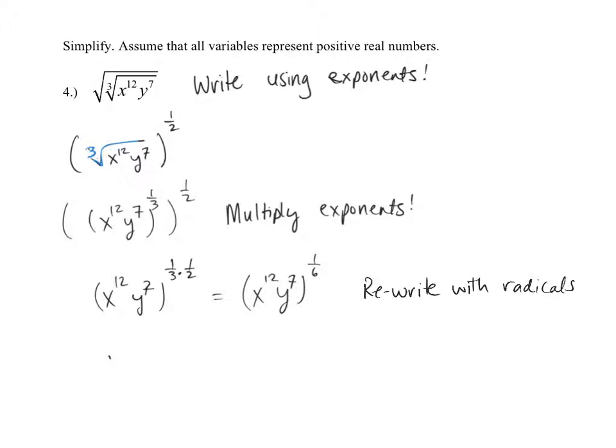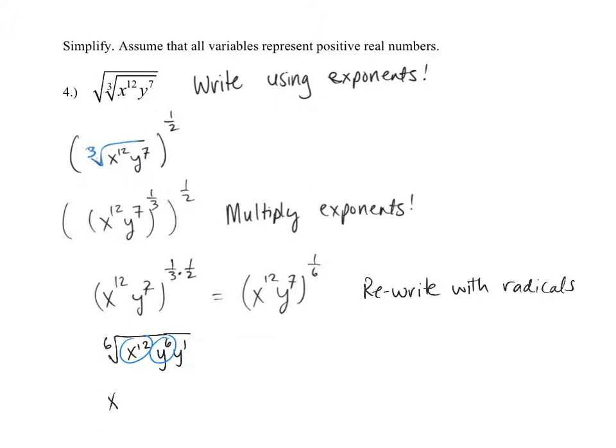And now I'm going to rewrite with radicals. So the 1/6 power is the same as the 6th root. So it's the 6th root of x to the 12th. And since it is a 6th root, instead of y to the 7th, I'm going to write it as y to the 6th times y to the 1. And then I look at what's perfectly 6th rootable, which is the x to the 12th, y to the 6th.